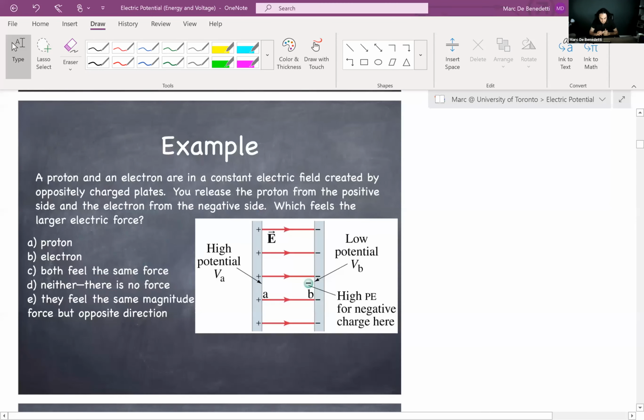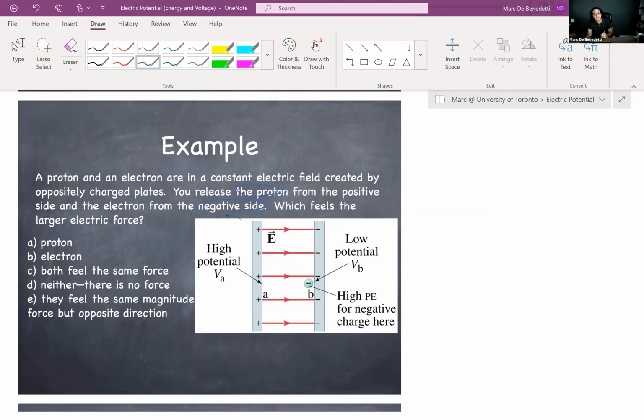Okay, so here's an example of what we just talked about. I don't want to launch the poll because we're running out of time, so I'll just talk about it. A proton and an electron are in a constant electric field created by a positively charged plate. You release the proton from the positive side and you release the electron from the negative side. Which one feels a larger electric force?